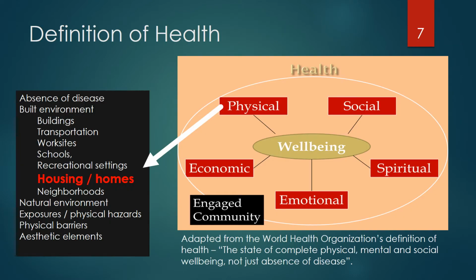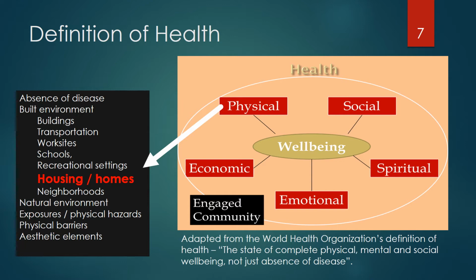Back to our definition of health. Health and wellness is more than absence of disease. True health and wellness covers all aspects of human life, all the determinants of health, including the physical, social, spiritual, emotional, and economic well-being of individuals. All individuals are members of communities. An engaged community, a major goal of the Governor's Main Street Initiative, addresses all these determinants of health to improve the well-being of all community members.